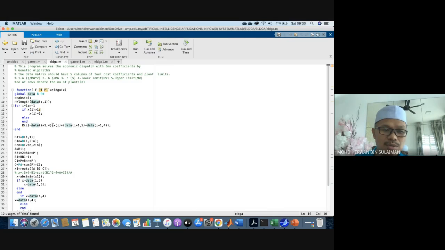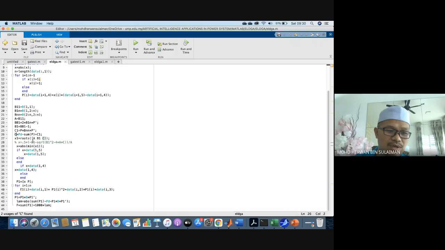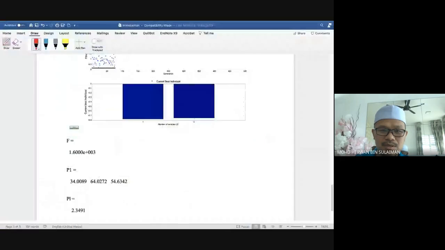Okay, this one, B, basically this equation is to calculate the loss function. Okay, and then C is the summation of the PD demand minus sum B. This one basically is your loss. Finally, when you get the P, this is your function, where your function is alpha times P square plus beta times P plus C. This is the equation of this equation.